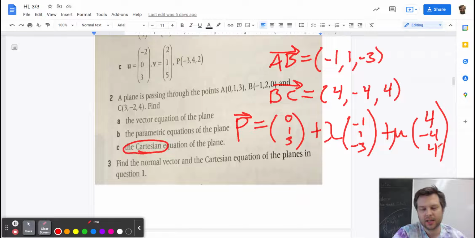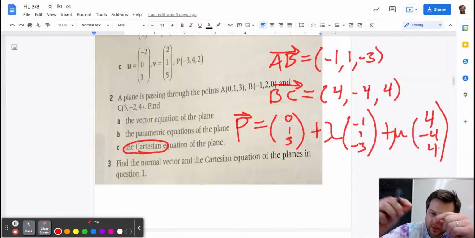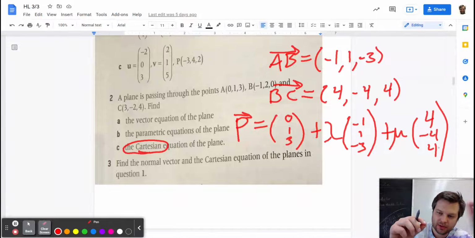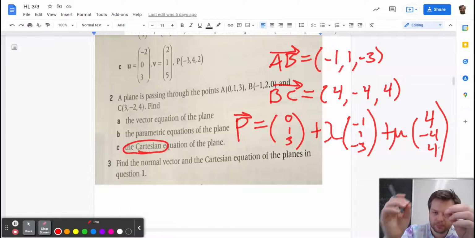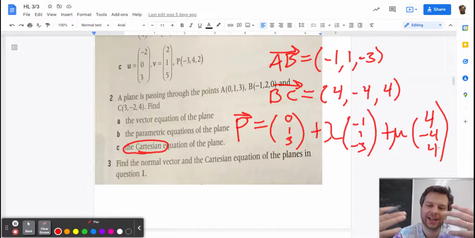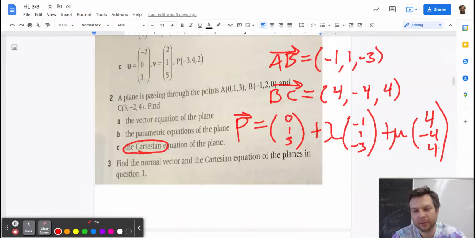And you can imagine that if you just made lambda equals 0, for example, then all you're doing is starting at a point in the plane and moving in one direction. If you made mu 0, you'd just be moving in the direction of the other vector. And if you did a linear combination, like 2 lambda plus mu, you can collect all of the possible points that are in the plane. So that's called the vector equation of the plane. I'm saying that all vectors are of this form.